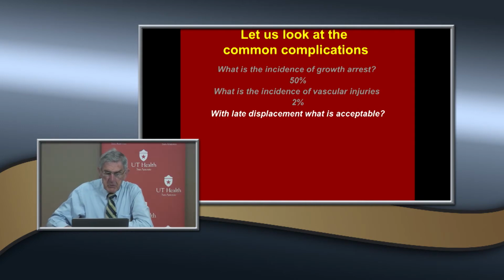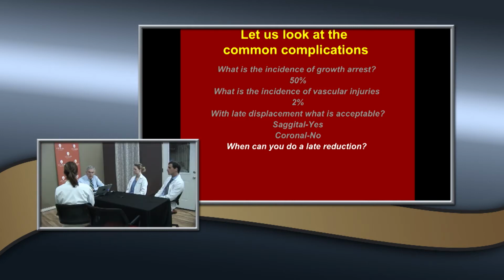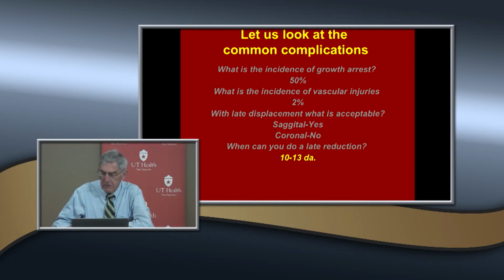And with late displacement, what's acceptable? What plane? Well, you can accept a little sagittal because that's in the plane of motion. Not much. You certainly don't want to do it in coronal because that's not the plane of motion. So, when can you do a late reduction? Within 2 weeks? Yeah, actually about 10 to 13 days. What happens if you try to do a reduction after that? You may injure the physis. Yeah, it takes a lot of force to manipulate that fracture.